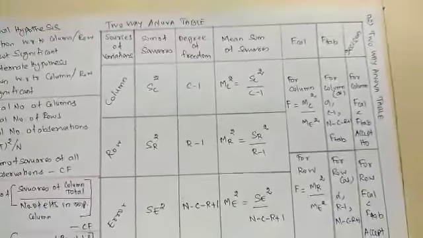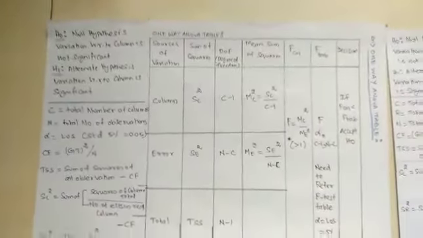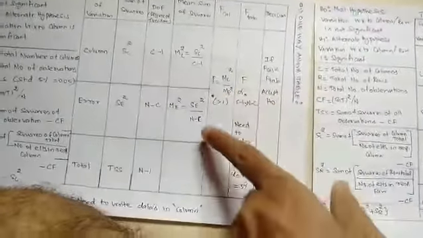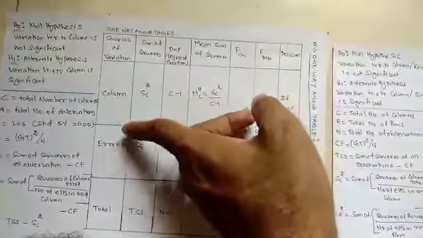This is the ANOVA table corresponds to two-way classification. Already this is what we have seen. This is just for a reference. For one way, just we had a column, error, and then based on that we did. Here just we are including one more factor, that is row. Based on that only we are doing.